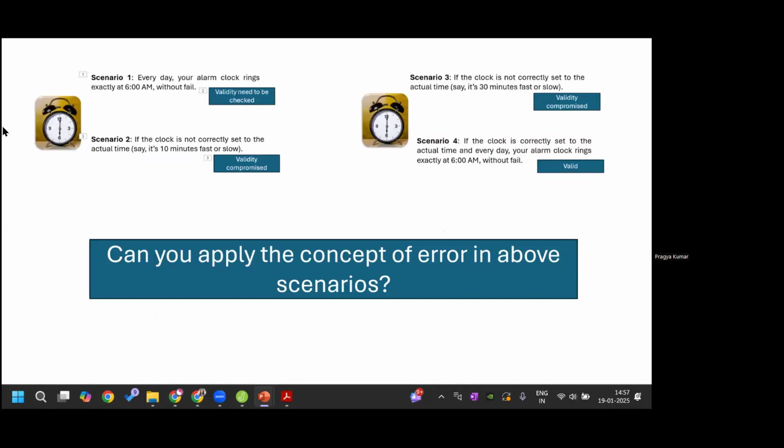The first case, it was reliable, where every day the alarm clock was ringing at 6 o'clock, but we did not check the validity. If the alarm clock is set incorrectly, say it is 10 minutes off, then its validity is compromised. If it is 30 minutes fast or slow, then again validity is compromised. And if the alarm clock rings every day at 6 o'clock and the actual time is also 6 o'clock, then it is valid and reliable.